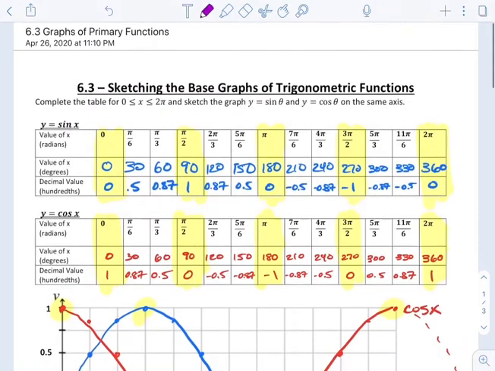Well, at pi over 2, we have 1 divided by 0. So you can't divide by 0, that's why it's undefined. Same thing happens at 3 pi over 2. We have negative 1 divided by 0, which is also undefined, right? We can't have that 0 on the bottom of a fraction.